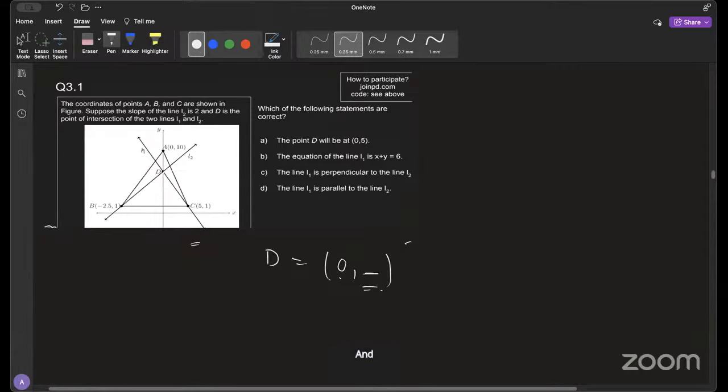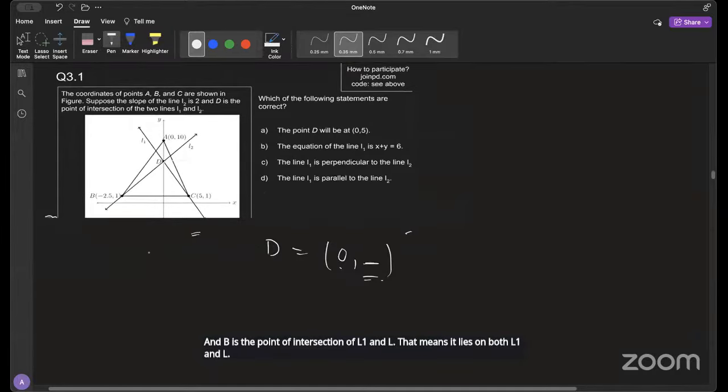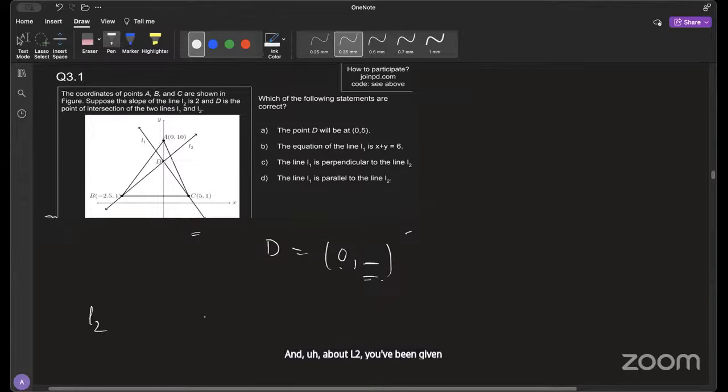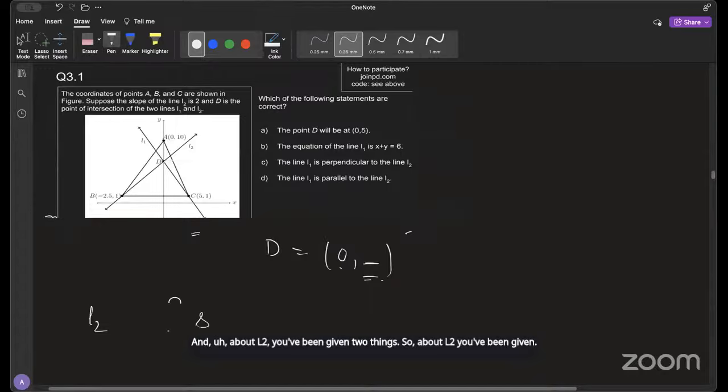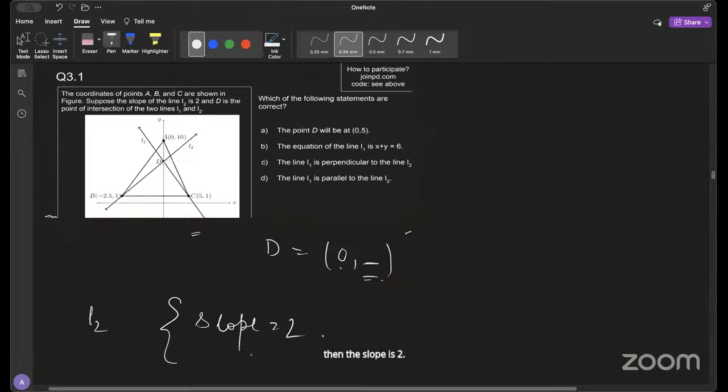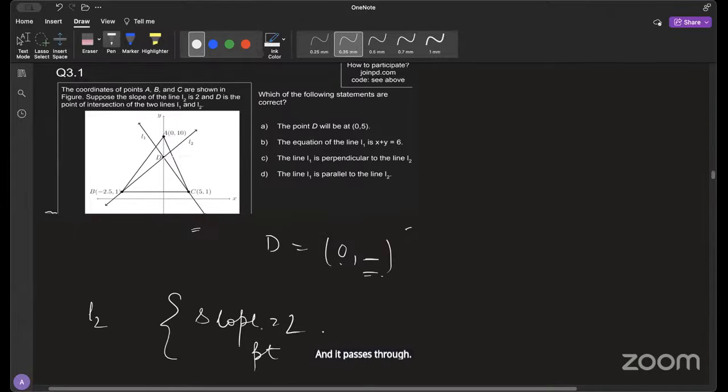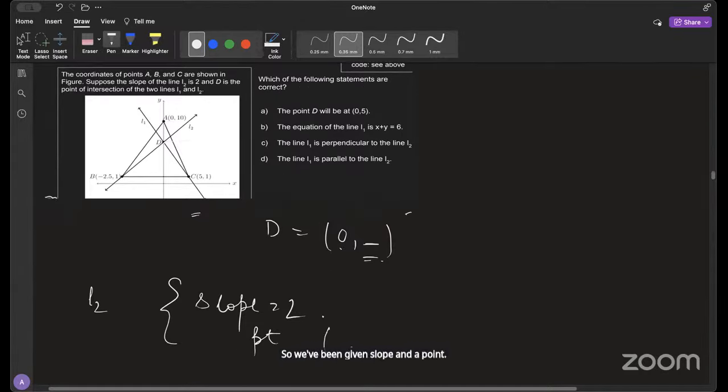And B is the point of intersection of L1 and L2. That means it lies on both L1 and L2. About L2, you've been given two things: that the slope is 2 and it passes through a point. So you've been given slope and a point. It passes through minus 2.5 comma 1.